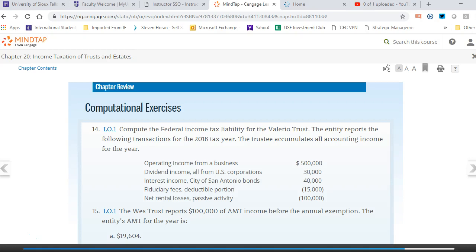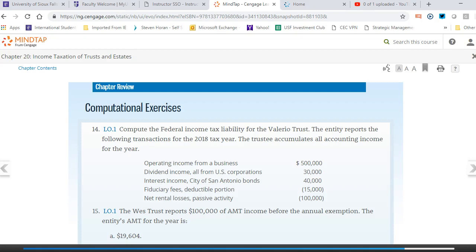So on the screen here, you can see our homework problem for Chapter 14. Compute the federal income tax liability for the Valerio Trust. The entity reports the following transactions for the 2018 year. The trust accumulates all accounting income for the year. So it's just building up its income, essentially, and then eventually it'll get paid out.